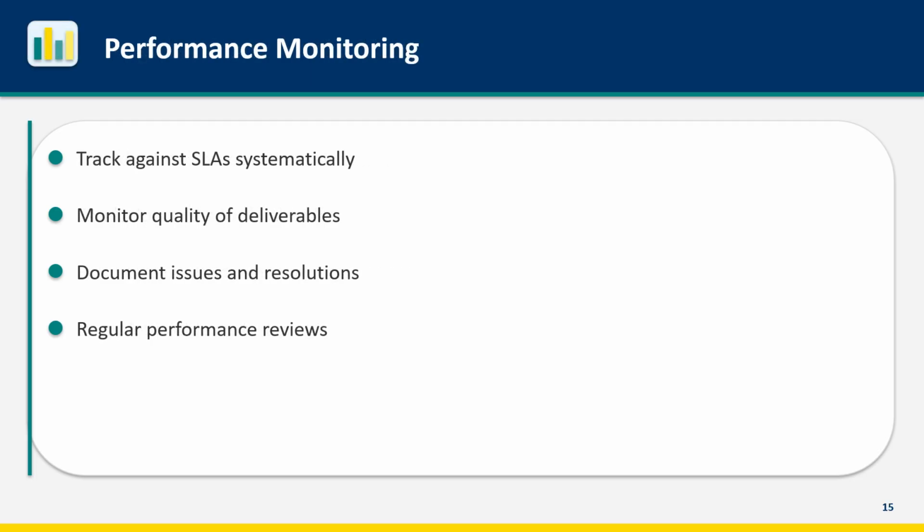Monitor vendor performance systematically. Track actual performance against SLAs. Is response time meeting targets? Is quality acceptable? Monitor the quality of deliverables as they're produced. Don't wait until the end to discover problems. Document issues and how they were resolved. This history is valuable for performance reviews and any disputes. Conduct regular formal performance reviews. Quarterly is common. Share feedback and expectations.